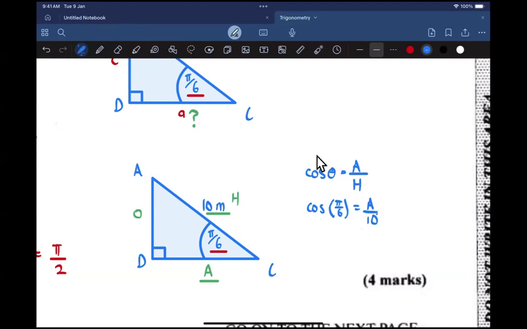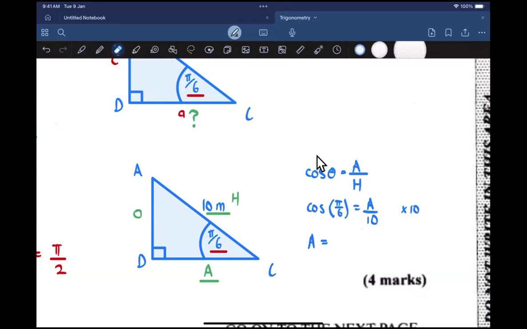So I have A over 10 and I want to find A. What do I have to do on both sides to get rid of the divide by 10? What's the opposite of divide by 10? Multiply by 10. Right. So it'll be 10 over A. Oh, no. Okay, my bad. My bad. You understand that?